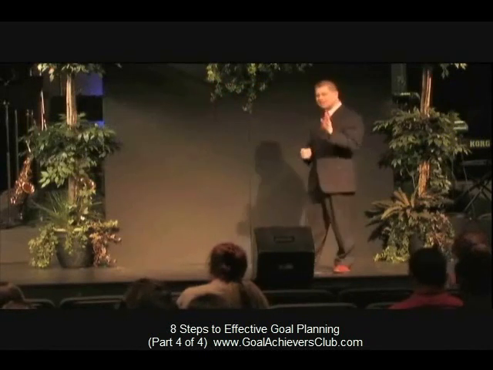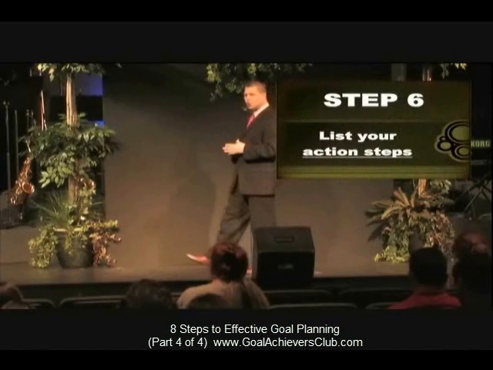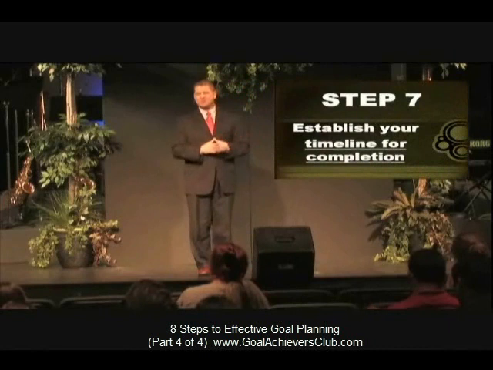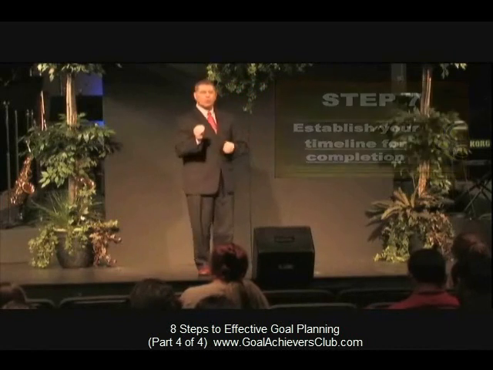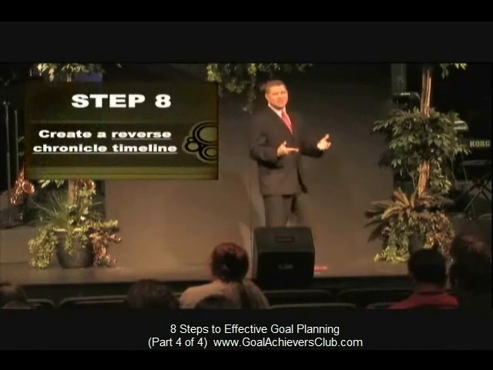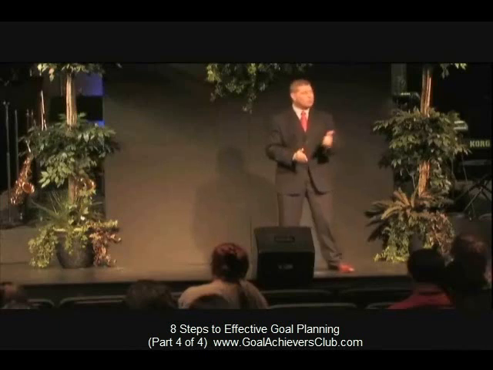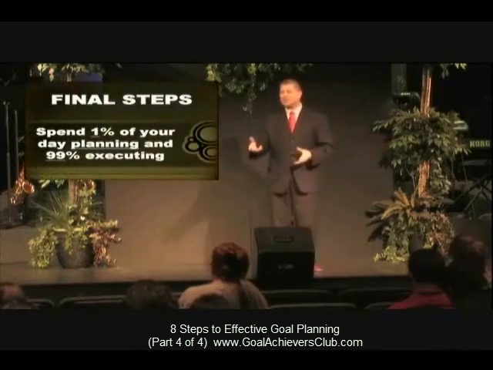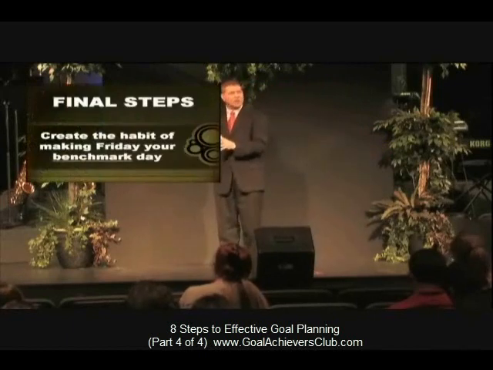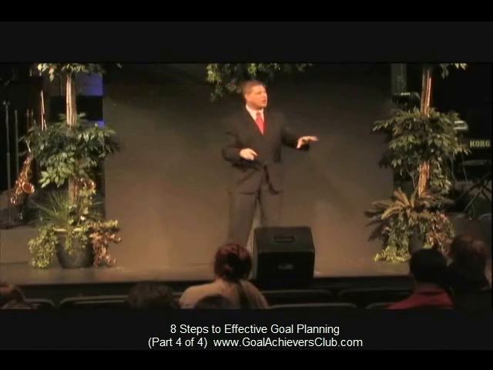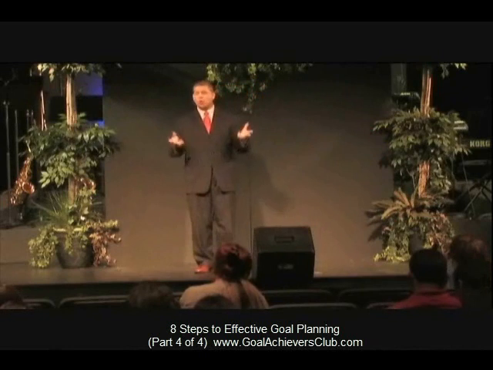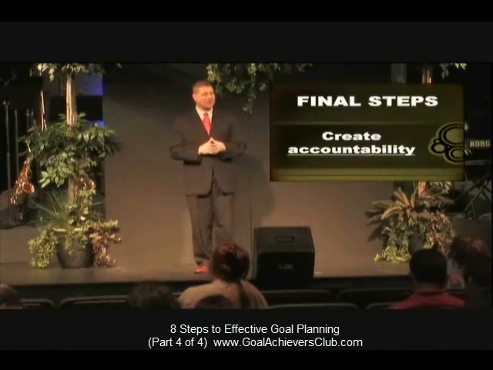Step number 6, list your action steps and give it a chronological order. Step number 7, establish your timeline for completion. And then number 8 is where we're going to create our reverse chronological timeline, our blueprint, our map to success. Now we're going to develop the new habits of spending 1% of our day planning, 99% executing to build our self-esteem and our confidence. We're going to create the habit of making Friday our benchmark or our evaluation day so we can evaluate our week and make course corrections the following week before things get too out of hand. And finally, we're going to commit to creating strong accountability.